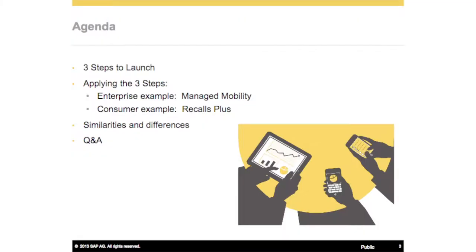So I'm going to outline a really brief methodology that I use personally in three steps, and I'm going to apply it to two examples that I was a part of. One, an enterprise software, mobile app software example called Manage Mobility, and the second is an example of a consumer app that we launched called Recalls Plus.